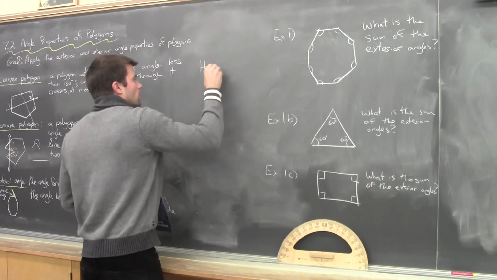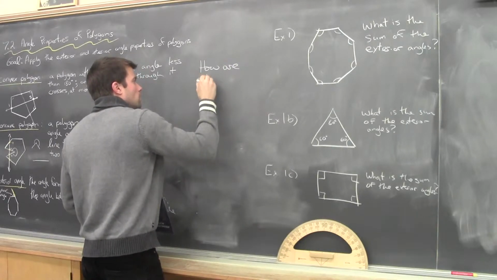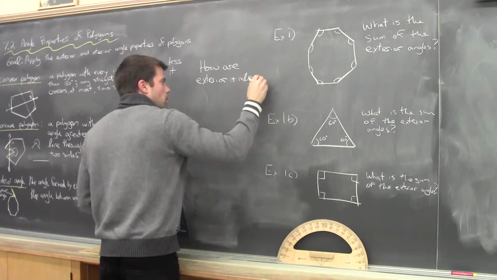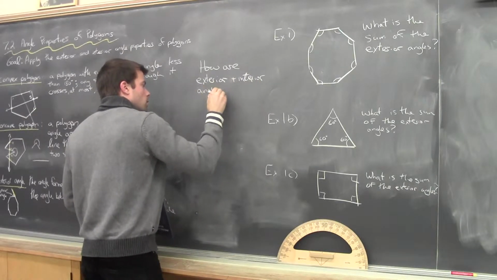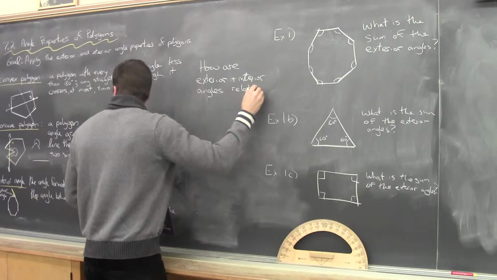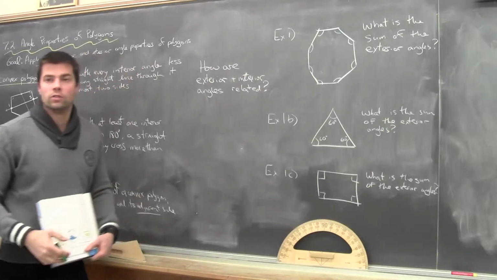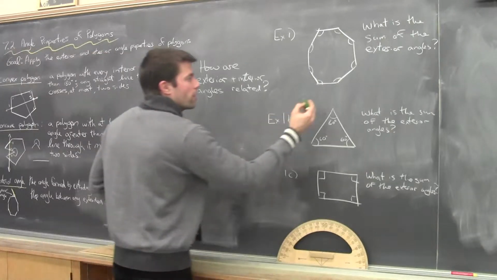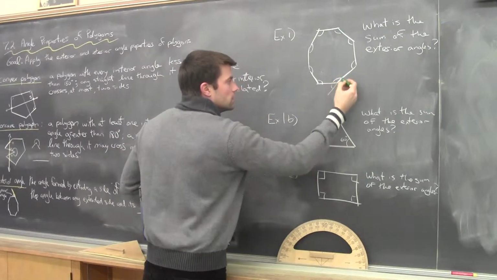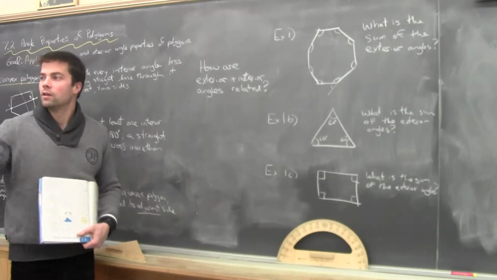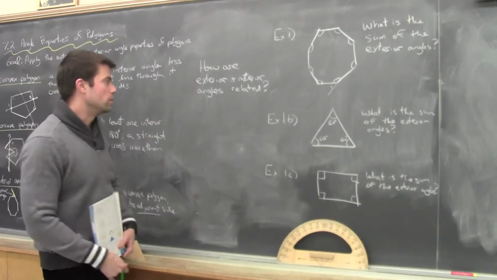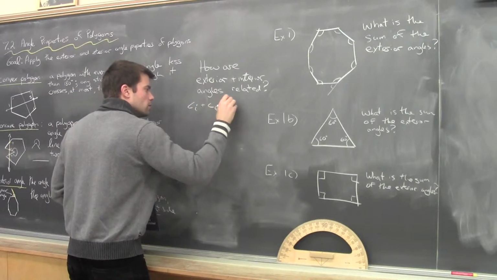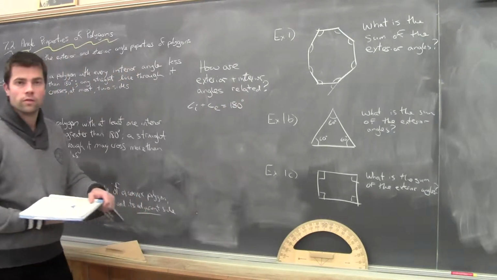So I'll write that here. How are they related? What did you guys find out in the investigation? How does an exterior angle relate to its interior angle? So how does this angle relate to this angle? Yeah. The sum is 180. The sum. Good. The sum is 180. So the interior angle plus the exterior angle is equal to 180 degrees. Good. Very good.